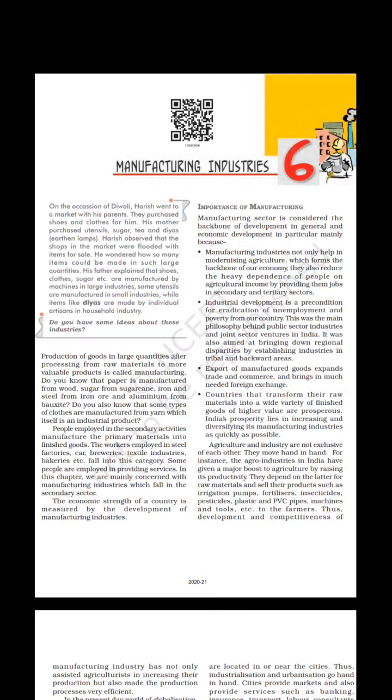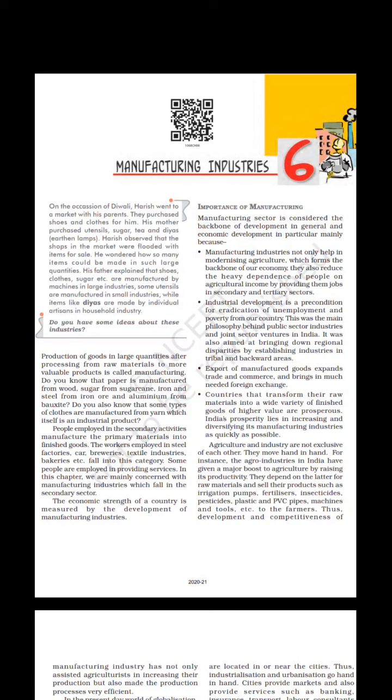Harish observed that the shops in the market were flooded with items for sale. He wondered how so many items could be moved in such large quantities. His father explained that shoes, clothes, sugar, etc. are manufactured by machines in large industries. Some utensils are manufactured in small industries, while items like diyas are made by individual artisans in household industries. Do you have some ideas about these industries?